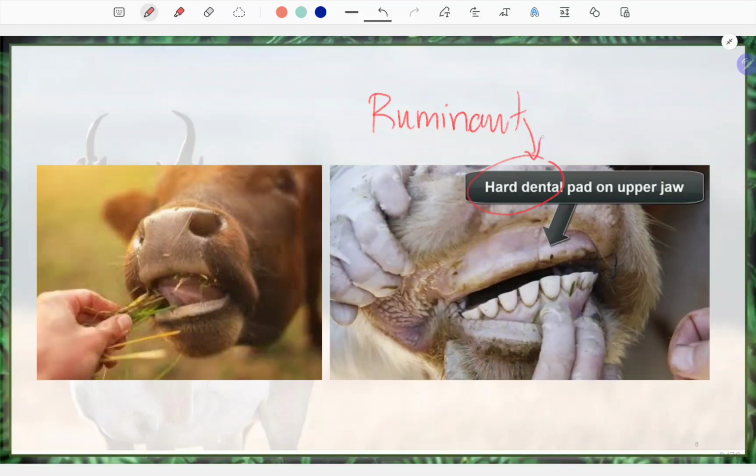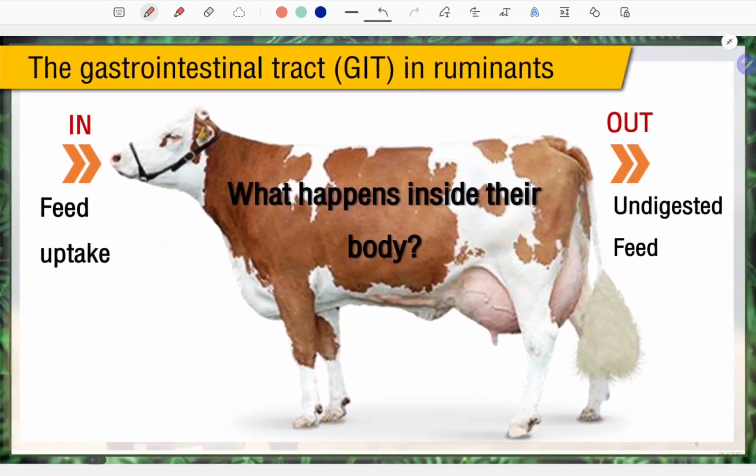has a dental pad on the upper jaw. They have no teeth on the upper jaw, so they need to chew grass using just the dental pad. How well can they utilize the grass, and how does digestion or degradation happen in the intestinal tract of ruminants? We will look at more detailed information after this.